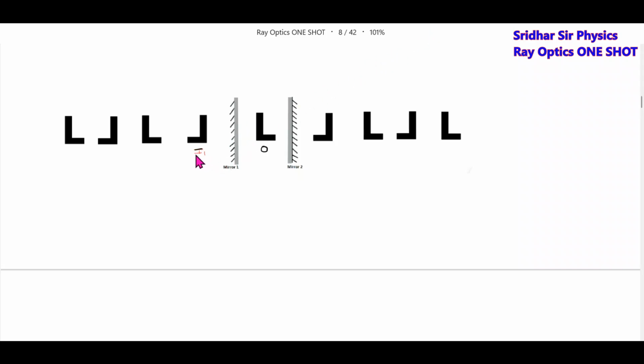Okay, fine. Now, similarly, the rays which are striking first mirror M2 will form the image. Let it be I1 dash. Dash means I'll represent for this. Then this I1 will become object for this mirror, will form the image I2. This I1 dash will become object for this mirror, will form the image I2 double dash.